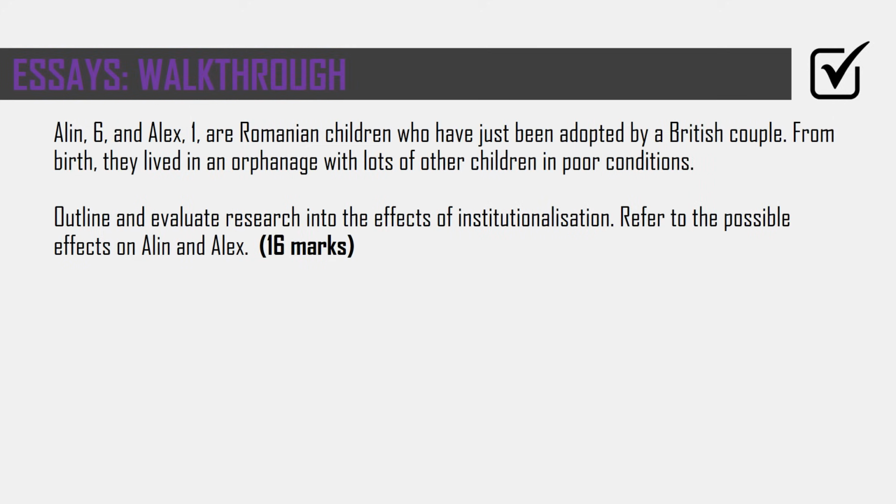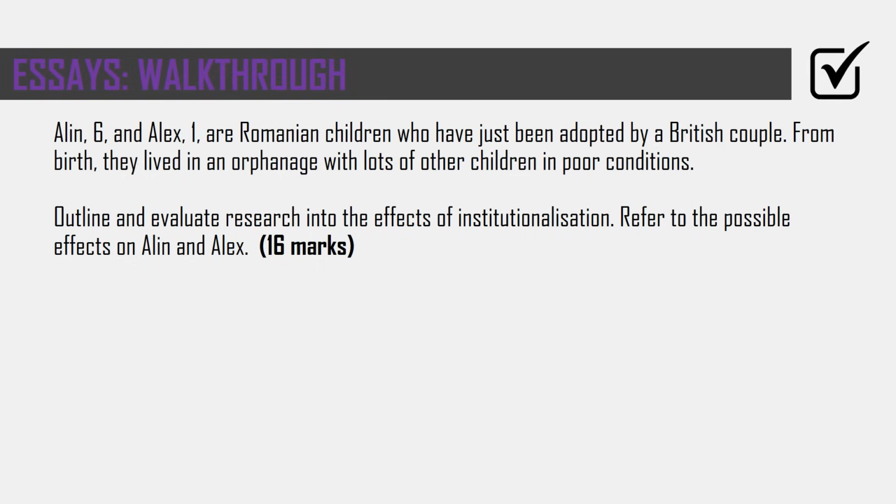Alan, 6, and Alex, 1, are Romanian children who've just been adopted by a British couple. From birth, they lived in an orphanage with lots of other children in poor conditions. Outline and evaluate research into the effects of institutionalisation. Refer to the possible effects on Alan and Alex. 16 marks.